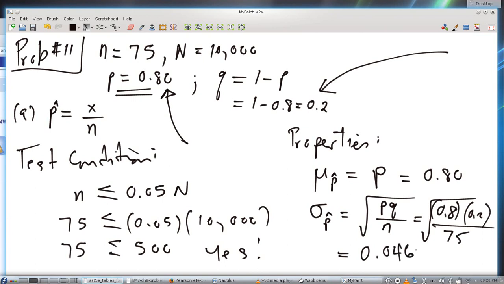Okay, and this is pretty much the description of the distribution of the sample proportion, and that answers question A. Okay, now what about B?